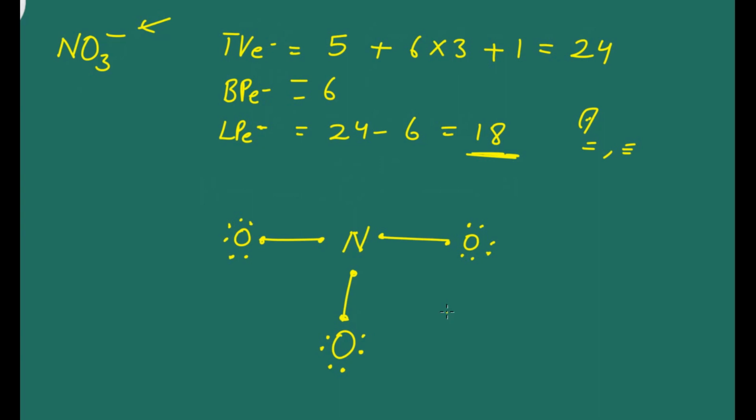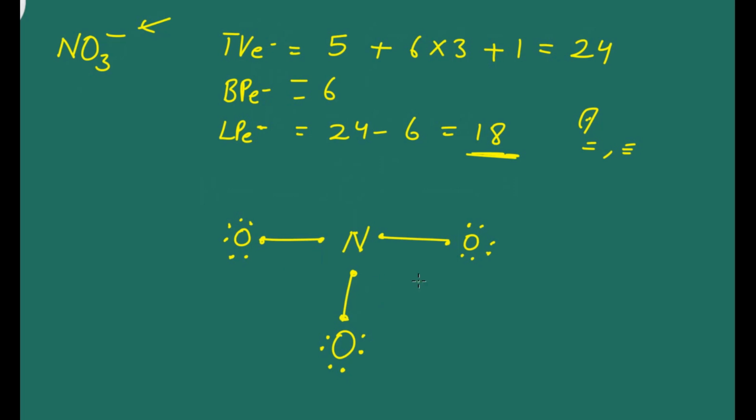Now oxygen atoms have a complete octet. Calculate the number of electrons: 1, 2, 3, 4, 5, 6, 7 and 8. Right? Now calculate the octet for nitrogen. 1, 2, 3, 4, 5, 6. So nitrogen octet is not complete.